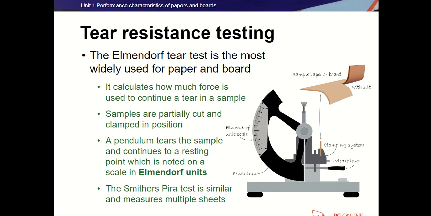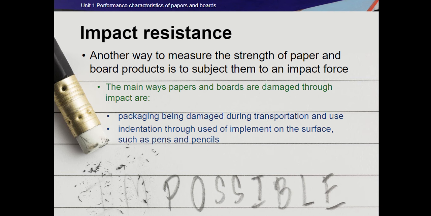There you go. The Smithers Pirrer test is similar, and measures multiple sheets. But you don't really need to worry about that. You just need to be aware there are different ways of testing these different properties of materials. So there you go, the Elmendorf test. You clamp the paper, tear it, and where it goes to on the scale depends on how easy or not so easy it is to tear.